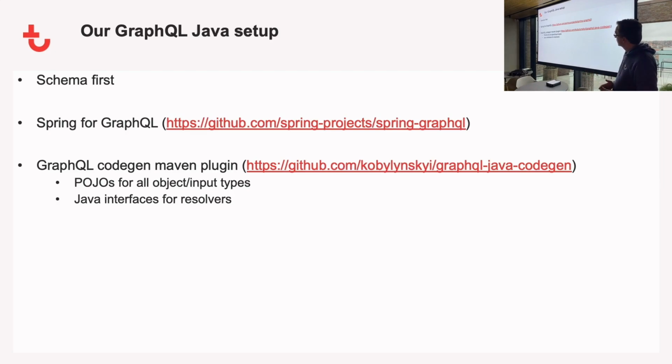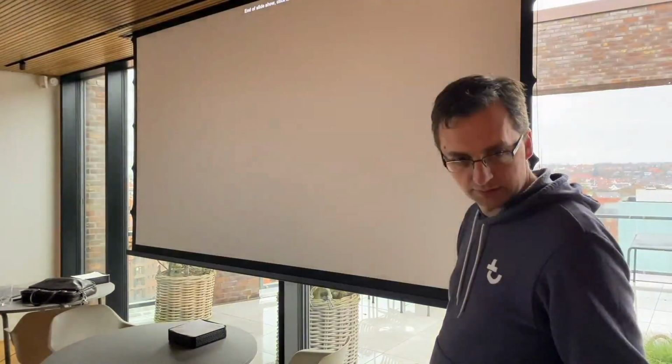We're using Spring for GraphQL. It's a rather new Spring project, but it fits with our existing Spring stack, so that was why we chose that one. And then we're using a code generator plugin that takes the schema and generates, first of all, Java objects for all the object types, but also Java interfaces for the resolvers. So you can basically just start implementing all the interfaces, and when you're done implementing them, then you know you're done. Yes, I think that was it.